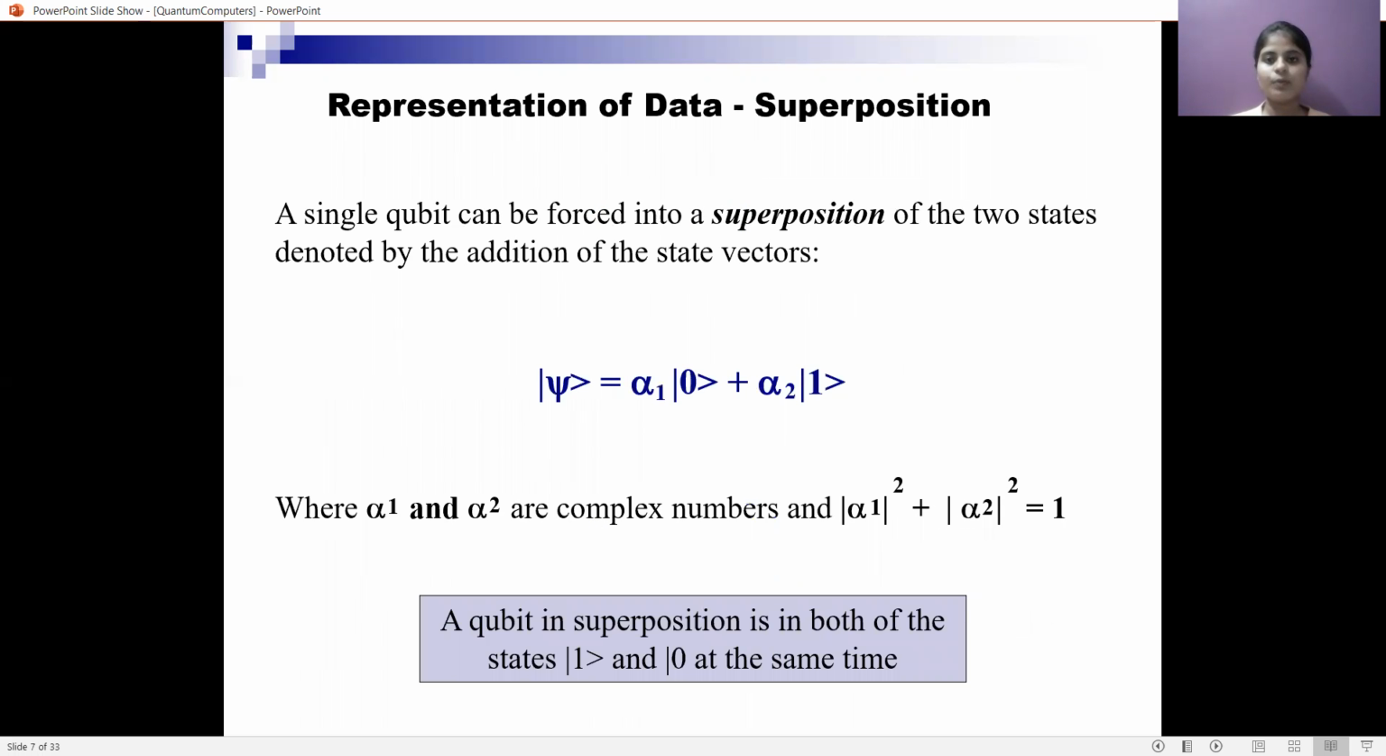Superposition. A single qubit can be forced into a superposition of two states denoted by the addition of state vectors. Psi is equal to alpha 1 of 0 plus alpha 2 of 1, where alpha 1 and alpha 2 are complex numbers and the modulus of alpha 1 squared plus the modulus of alpha 2 squared is equal to 1. A qubit in superposition is in both of the states 1 and 0 at the same time.